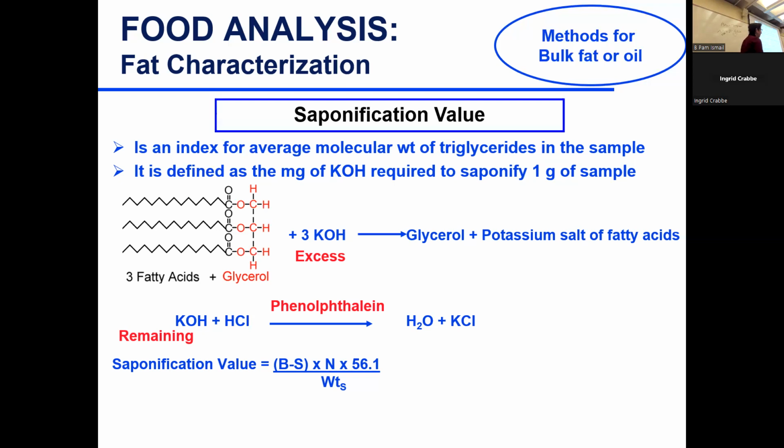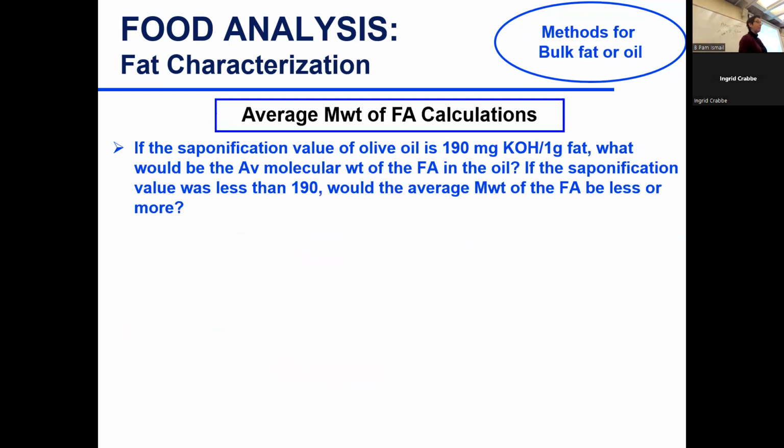All right, now the fun stuff. Let's take a piece of paper. A lot about calculations in the second half of the class. It's a puzzle. Here we're going to use the saponification value to get the average molecular weight of the fatty acid in olive oil.